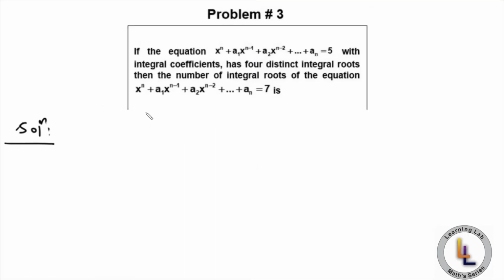Question: the equation x^n + a1 x^(n-1) + a2 x^(n-2) + ... + an = 5, with integral coefficients, has 4 distinct integral roots, and we have to find the number of integral roots of the equation x^n + a1 x^(n-1) + a2 x^(n-2) + ... + an = 7.